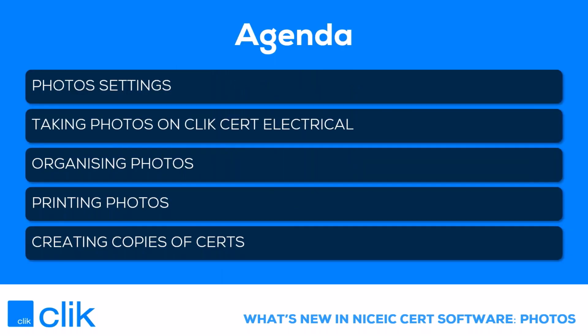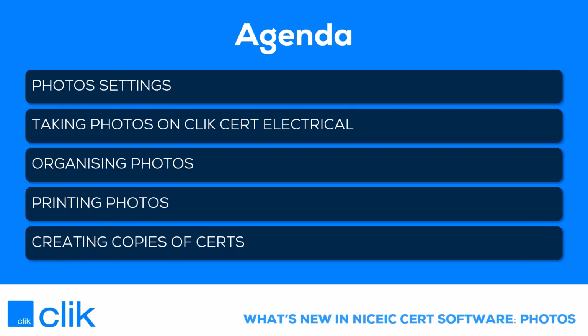But today we're going to go through the agenda. The first bit is really just about the photo settings, and that includes where your download folder for these photos will be, and some of the settings that we've got on the photos. And then we're going to be taking photos on the Clik Cert Electrical apps, and we're going to do both the iOS and the Android version because there's just slight differences. So for those people that are working on Android or iOS, don't worry, we're going to cover that. If you're thinking about the field mode on laptop, that's fine. It's exactly the same as it is on the NICEIC Cert software, on the main office software. So there's no change, and I'm going to show you that as well.